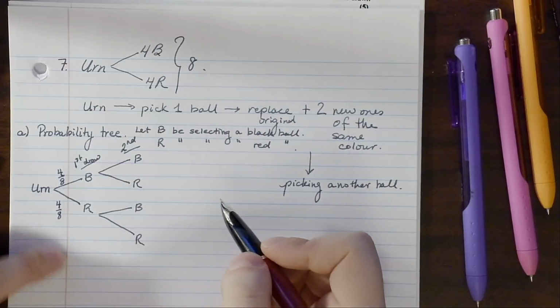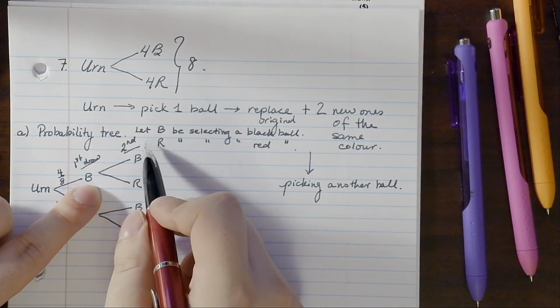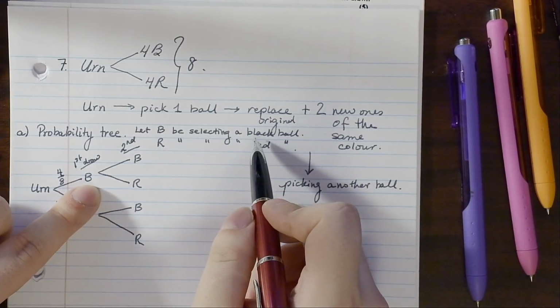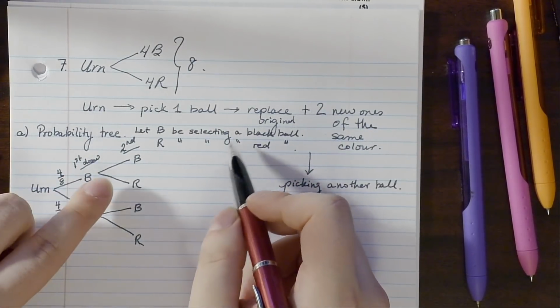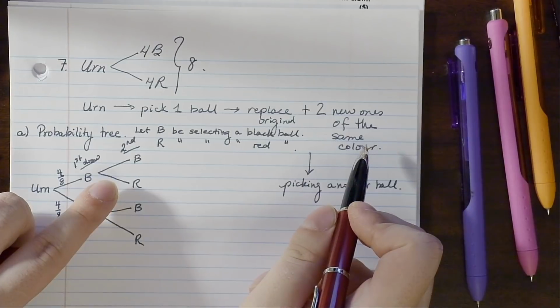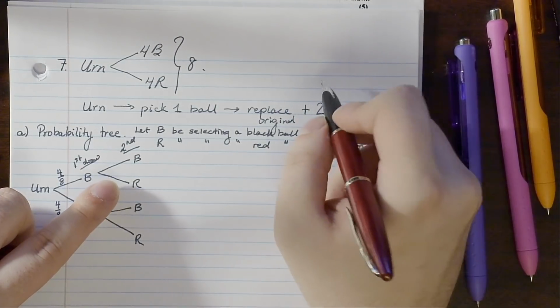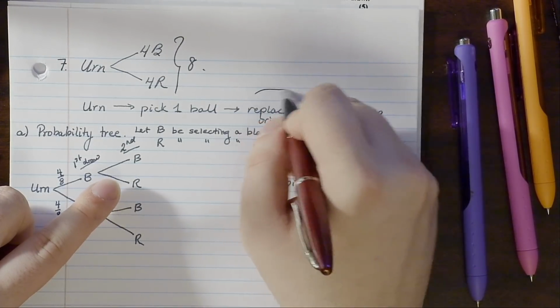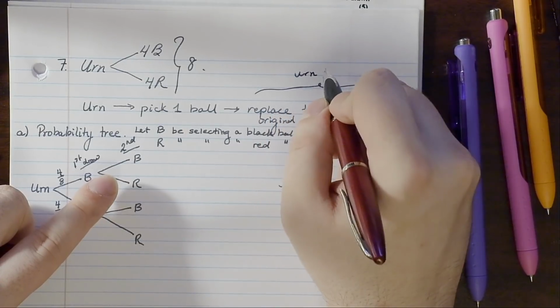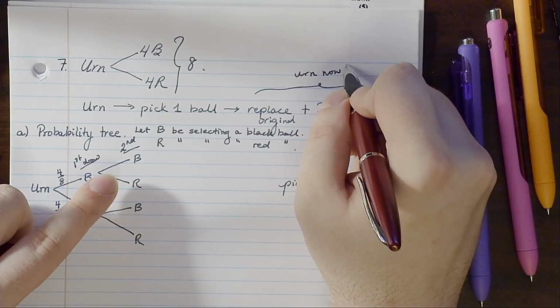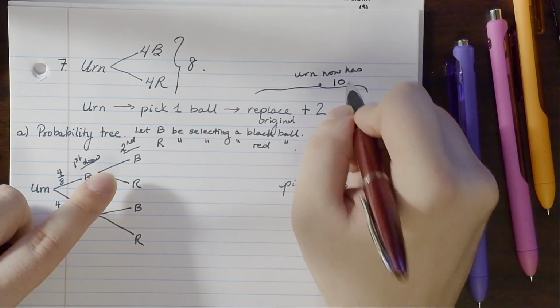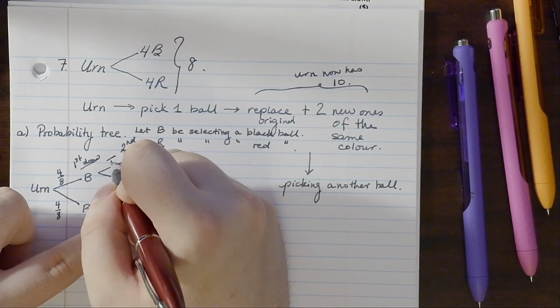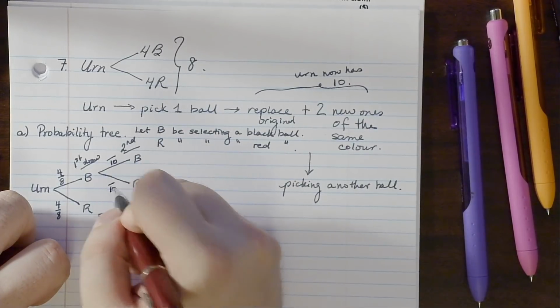Okay, so if I pick a black ball, that means that I'm going to replace it back into the bin. So in total, I still have 8 balls plus 2 more of the same color. So that means that the urn now has not 8 balls anymore, but 10. So it means that I'm going to have 10 balls in total.